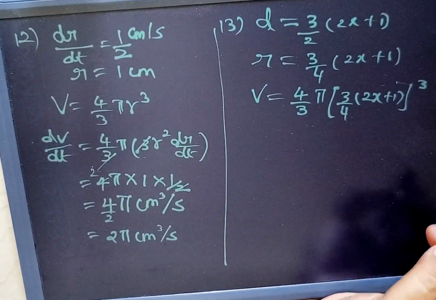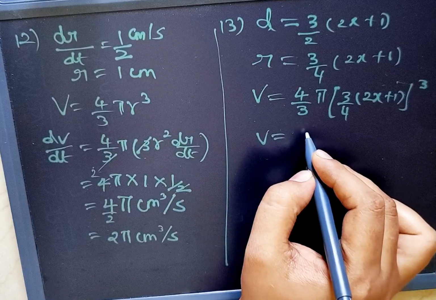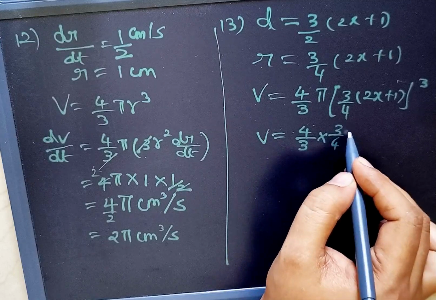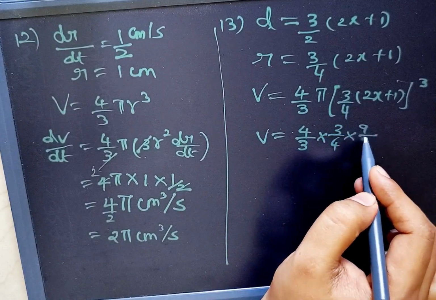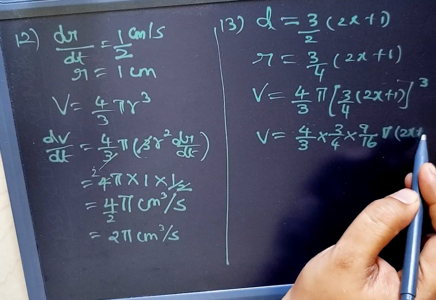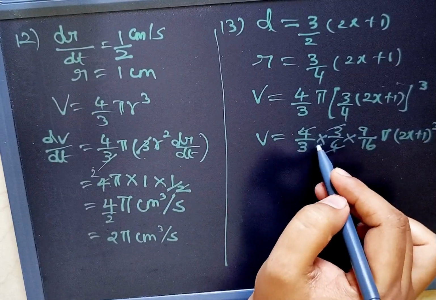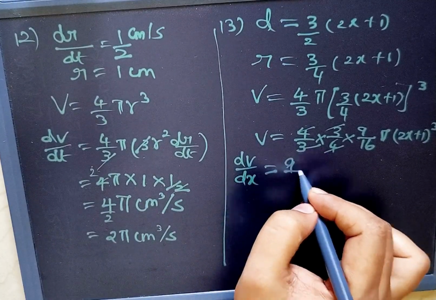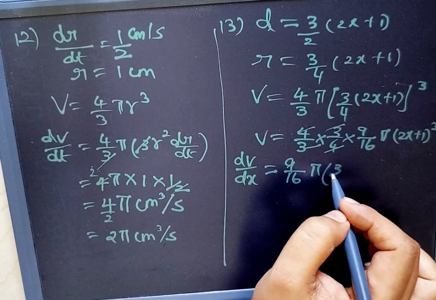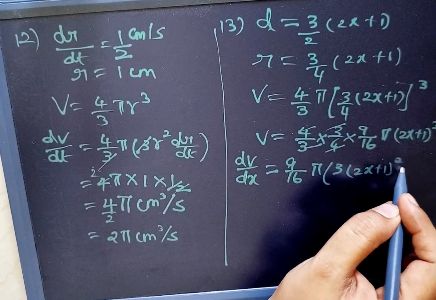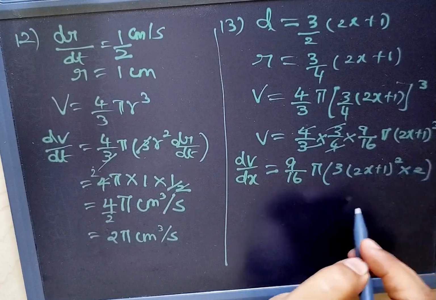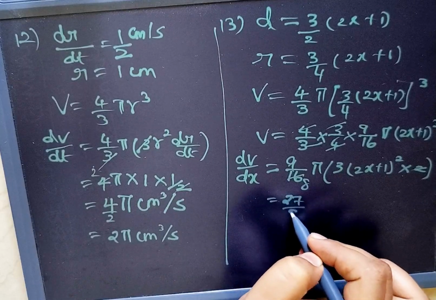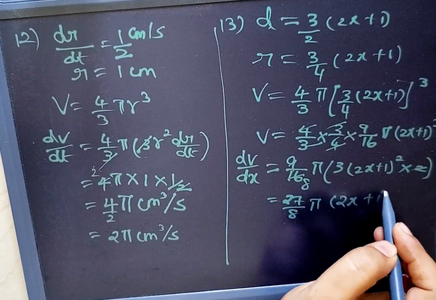Okay. Now we are going to differentiate with respect to x on both sides. Before that, we will try to simplify. Since it is 3 by 4 cube, I am writing as 3 by 4. Then squaring this 3 by 4, it is 9 by 16 pi into 2x plus 1 the whole cube. So 4 and 4, 3 and 3 gets cancelled. Now differentiating with respect to x on both sides. So dv by dx equal to 9 by 16 pi is constant, and applying the power rule, we get 3 into 2x plus 1 the whole square into differentiation of 2x is 2. Cancelling the terms, 2 and 8. So we get 27 by 8 pi into 2x plus 1 the whole square.